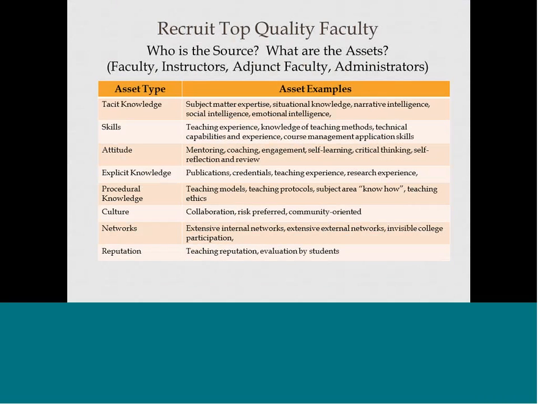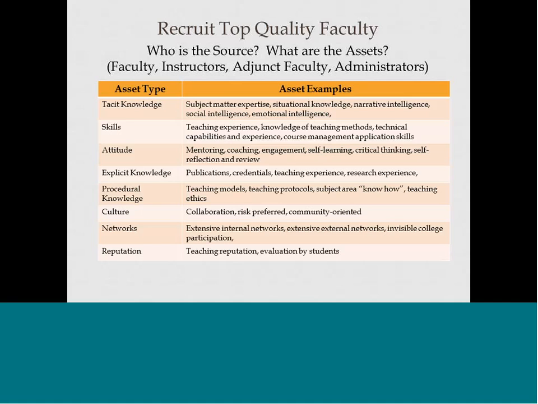In order to recruit top quality faculty, obviously the source of our intellectual capital assets are our faculty, our instructors, our adjunct faculty, and our administrators. We see many of the same kinds of intellectual capital assets here, although there is a bit more emphasis on, say, tacit knowledge and situational knowledge, narrative intelligence, social intelligence, emotional intelligence, all things that go into the development of mature and effective faculty members.